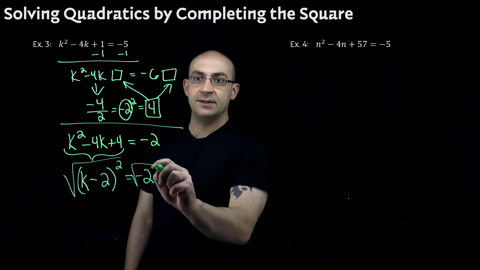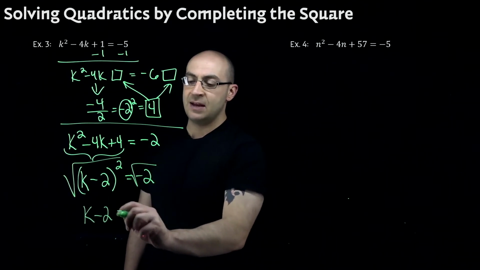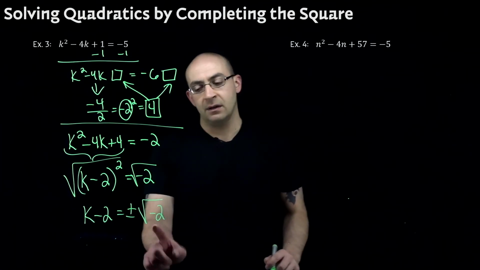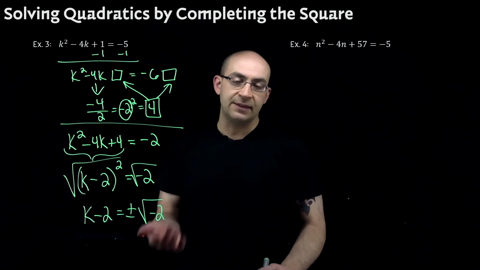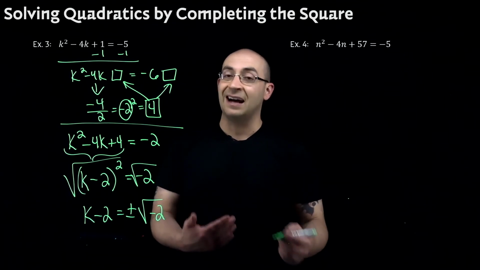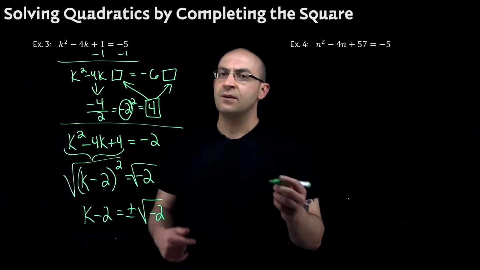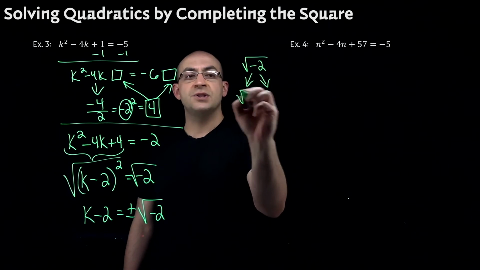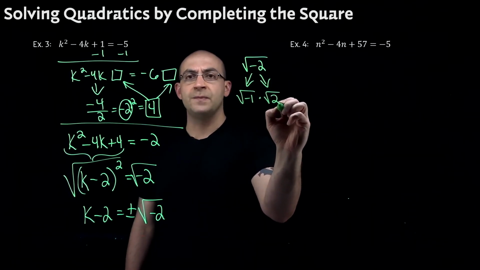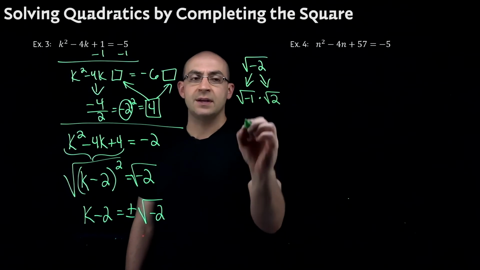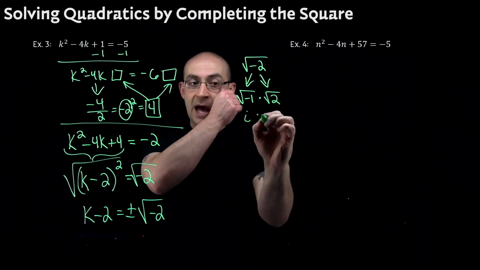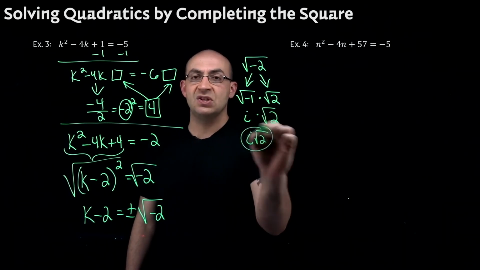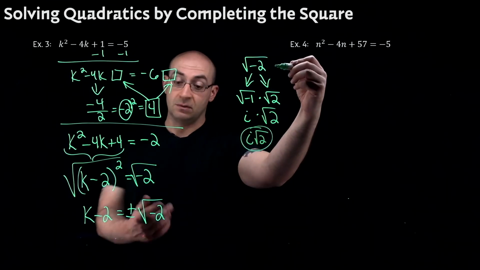Square rooting both sides is going to leave me with k minus 2 equals plus or minus the square root of negative 2. Now, to the side here, we cannot leave this because we're not allowed to leave a negative under the radical because we're going to have an i, or an imaginary solution. So think about it like this. The square root of negative 2 can get broken down into the square root of negative 1 times the square root of 2. Well, we know what the square root of negative 1 is. That is the infamous i. So this is going to be i root 2, or i times root 2. We just put them right next to each other. So this is going to be the final simplification of this radical.